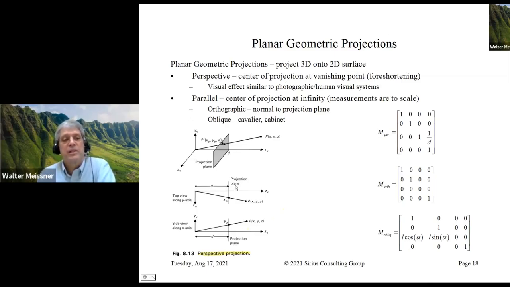To do these projections, it generally means that the scene is multiplied by another matrix. The first one is the matrix for perspective projection. There's ones along the diagonal, and this term has a 1 over D, where D is the distance from the zero point to where the projection plane is. For orthographic projection, there's ones on the diagonal except for this one. And for oblique, there's ones on the diagonal except for that one, plus some L cosine terms and sine terms of angle alpha, which represents the oblique angle.